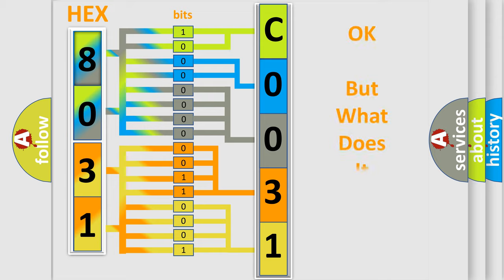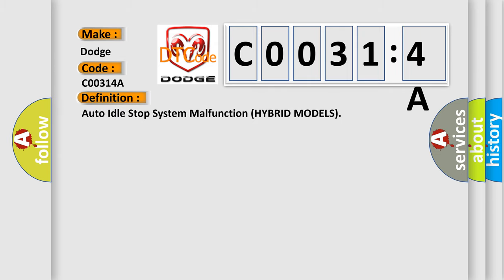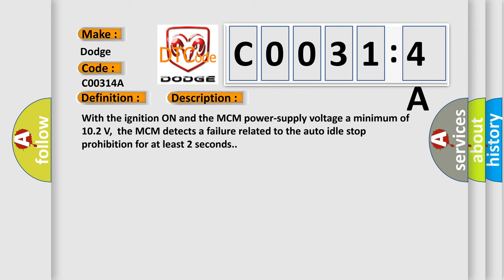The number itself does not make sense to us if we cannot assign information to what it actually expresses. So, what does the Diagnostic Trouble Code C0031-4A specifically interpret for Dodge car manufacturers? The basic definition is auto idle stop system malfunction, hybrid models. And now this is a short description of this DTC code. With the ignition on and the MCM power supply voltage a minimum of 102 volts, the MCM detects a failure related to the auto idle stop prohibition for at least 2 seconds.